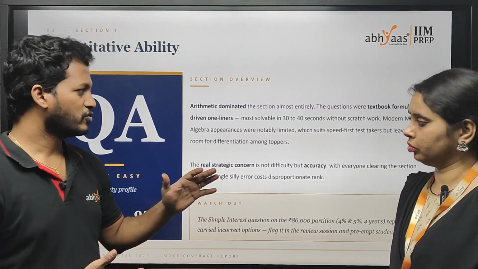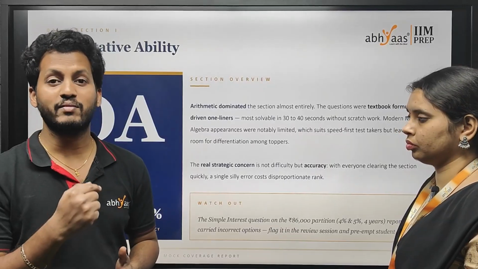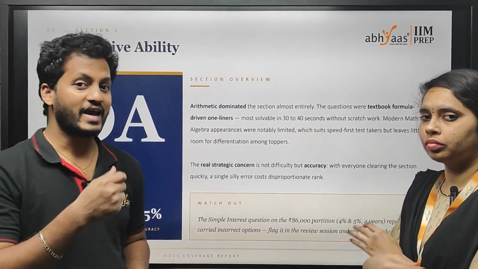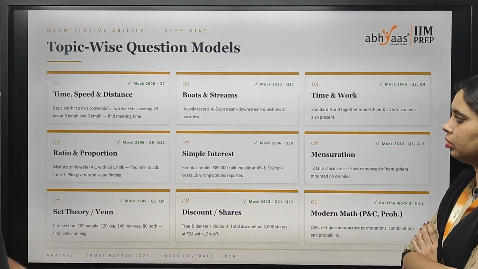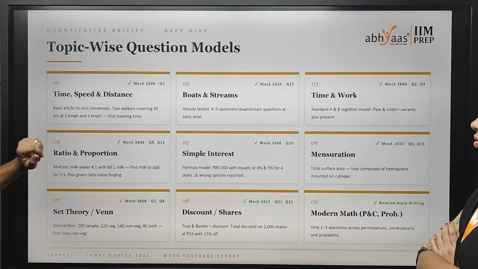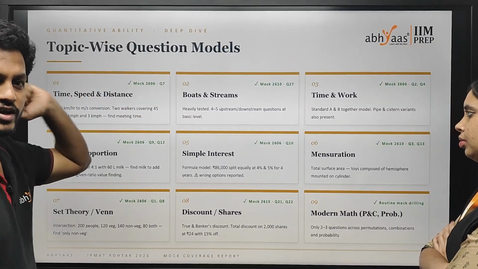But students, if you find any questions like this in your question paper, you have to be very careful before attempting those questions, because they can be tricky questions also. Let's see one by one. In time, speed and distance, the questions are like this: conversion of units, which is very basic, and we have covered it many times in our mocks.